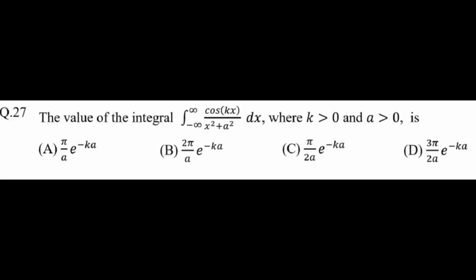Question number 27. The value of the integral from minus infinity to plus infinity of cos kx divided by x square plus a square into dx, for k value greater than 0 and a value greater than 0, is: option A, pi by a e power minus ka; option B, 2 pi divided by a e power ka into e power minus ka; option C, pi divided by 2a e power minus ka; option D, 3 pi divided by 2a e power minus ka.